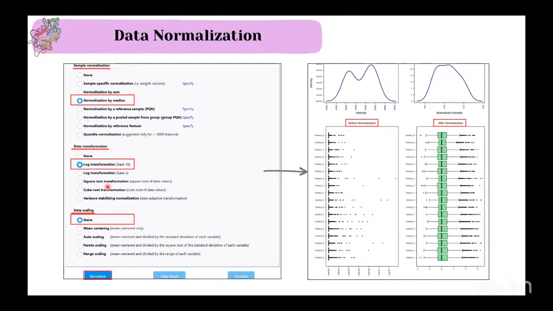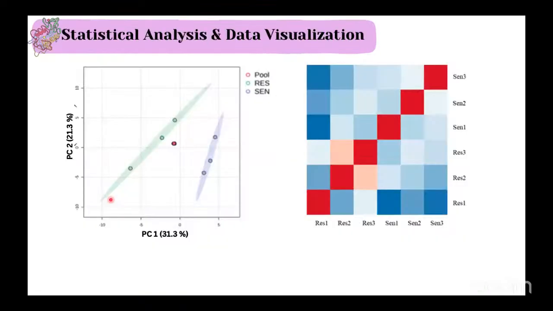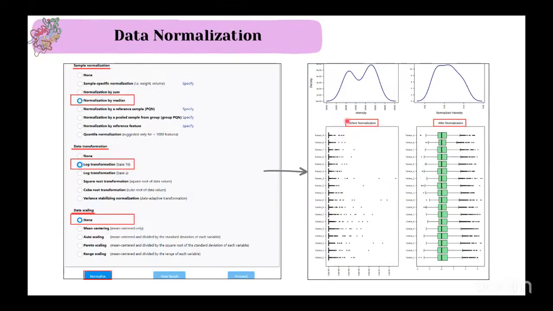Log transformation: generally the mass spec data generated are in 6 digits. Our eye has difficulty managing those data. So we generally change to a log transformation to the base 2 or base 10, so that the number comes into 2 digits. Data scaling, you can perform auto scaling or Pareto scaling. Once that is done, this is how the graph looks. So this is the normalized data.